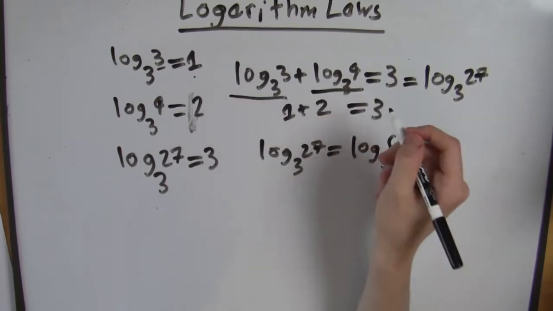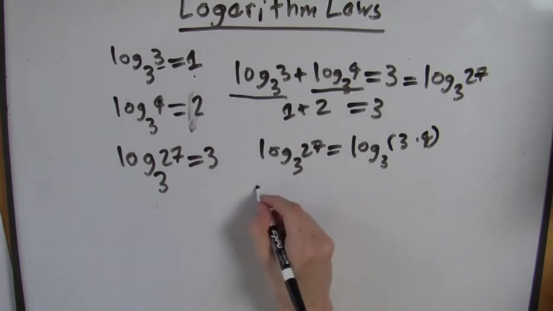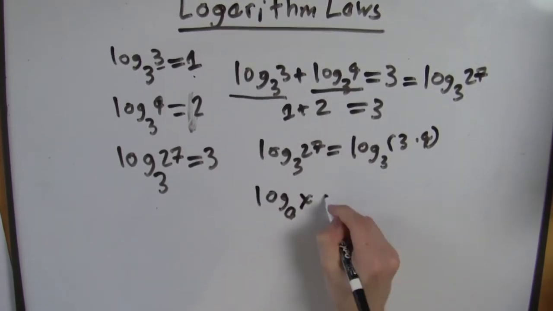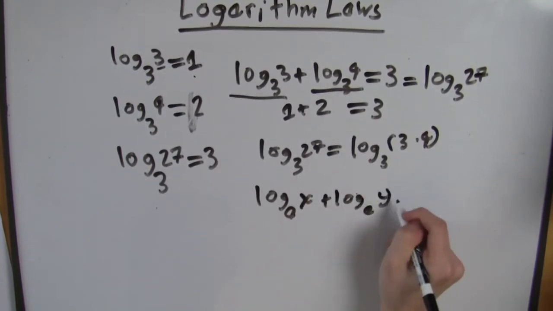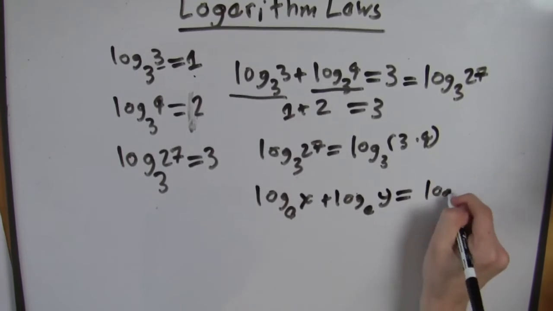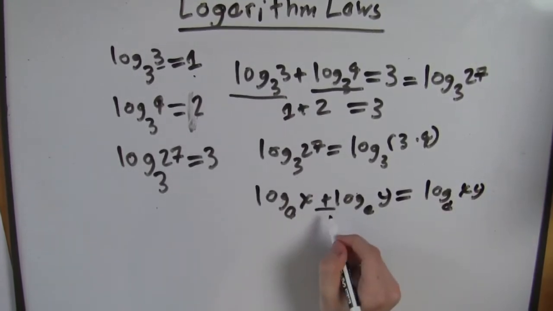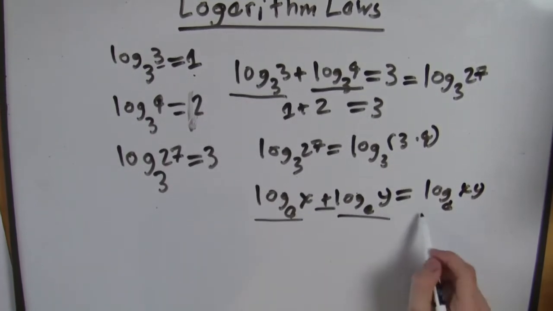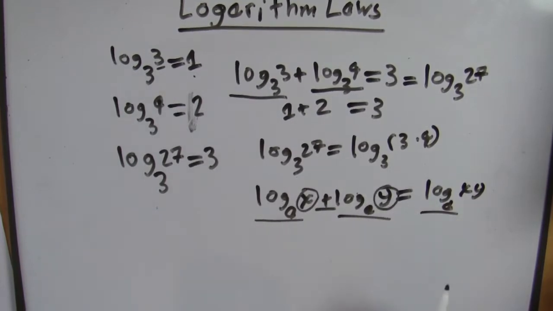Here and here. So we could formulate this. We could use some variables to say log base a of x plus log base a of y equals log base a of xy. If I'm adding together two logarithms, that's the same as having one logarithm, but with these values multiplied. That's very interesting.